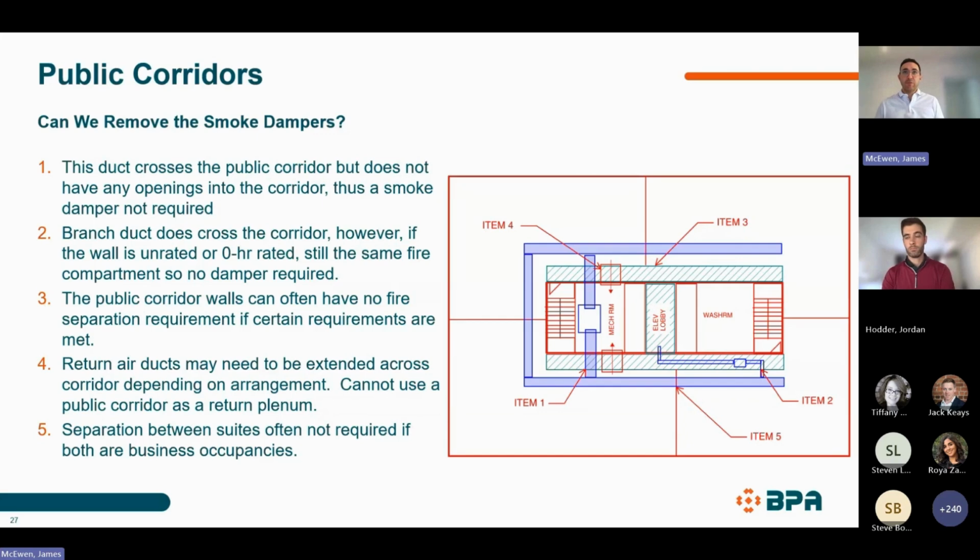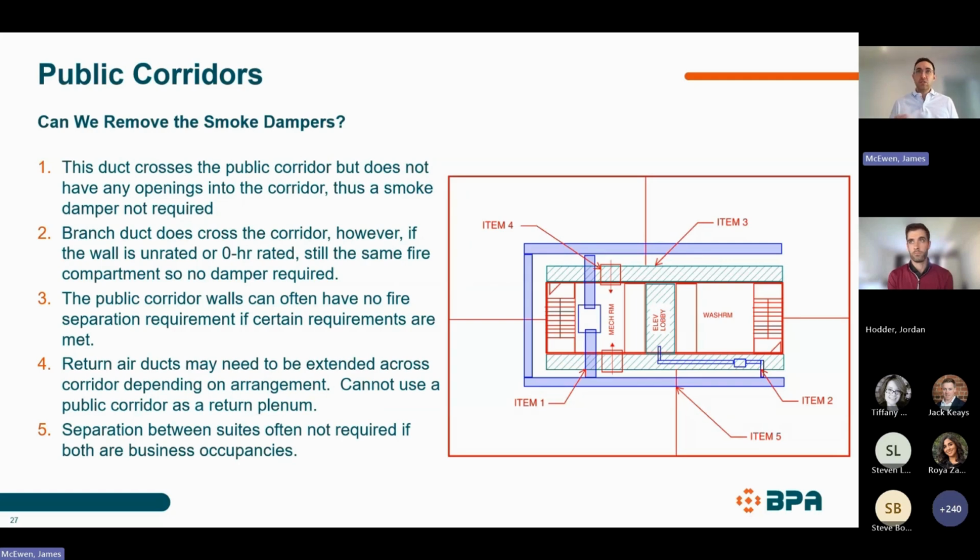Again, for item 3 there, hopefully we can use some of the exclusions that exist. If your travel distances aren't exceeded, if the building's sprinklered, then we don't need the rating anyways. And so you don't even need to worry about smoke dampers in that scenario, as there's no rating involved.